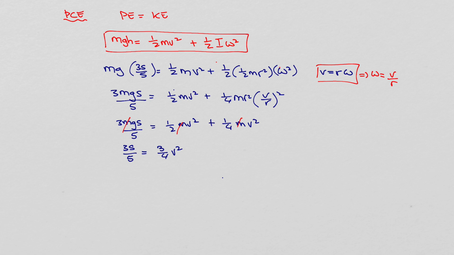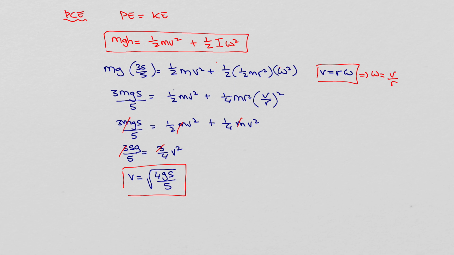So then I can multiply across by 4, divide across by 3. Obviously 3 goes into 3 once. And therefore I can see that v, the linear velocity in terms of g, will be 4... Where's my g gone? Sorry, that should be 3g. So we end up with 4gs over 5. So the square root of 4gs over 5 is our linear velocity.